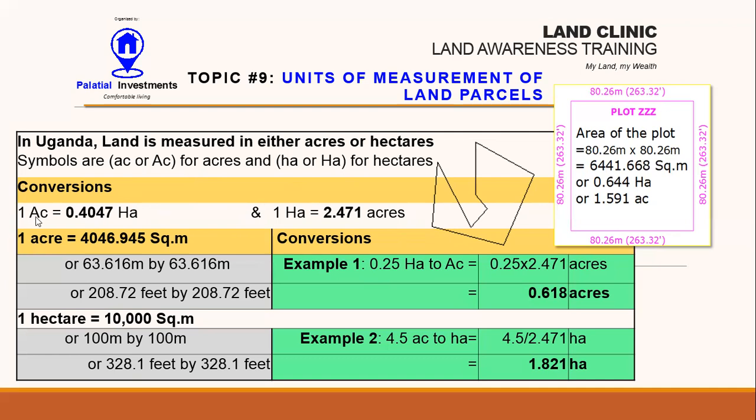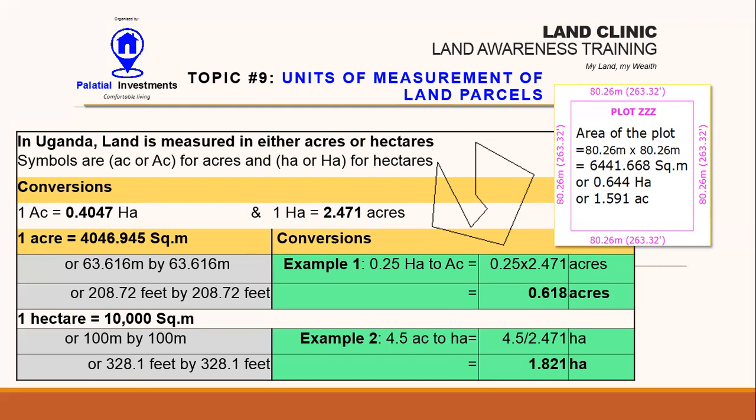An acre is actually smaller than a hectare. Now, 1 acre has 0.4047 hectares. And 1 hectare has 2.471 acres, which means 1 hectare actually has almost 2.5 acres.